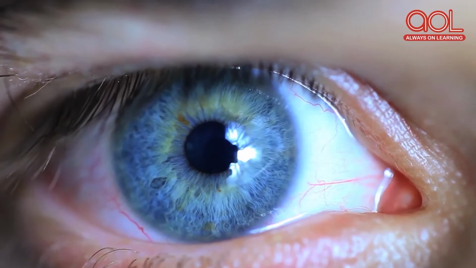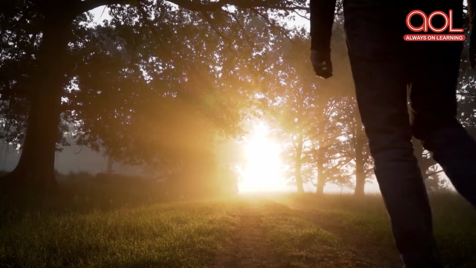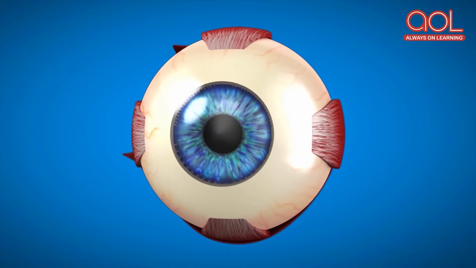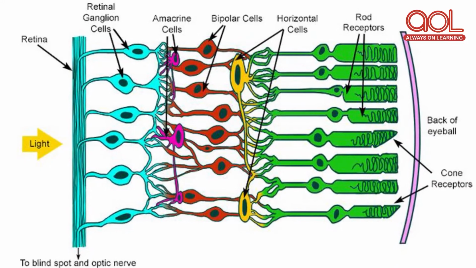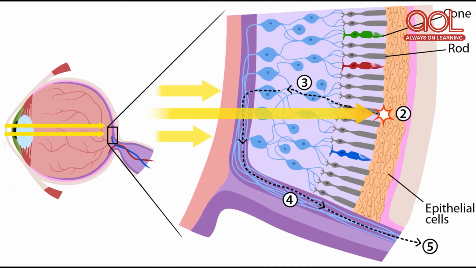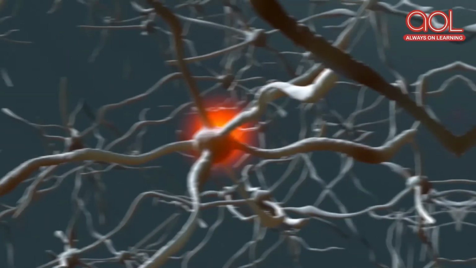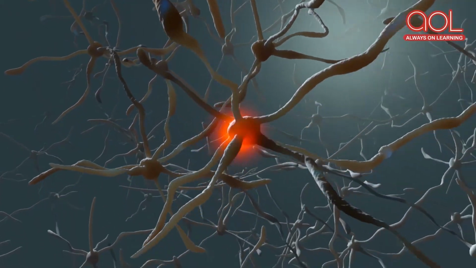The cornea and lens focus light onto the retina. It contains two types of cells known as the rods and the cones. Rods process black and white, whereas cones process colors. The primary function of rods and cones is to convert images into electrical messages sent to the brain.